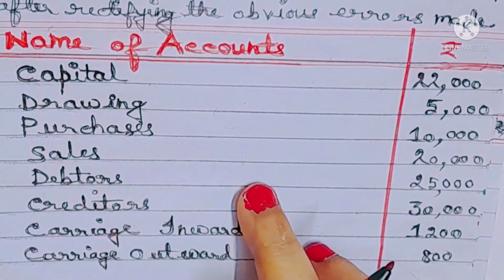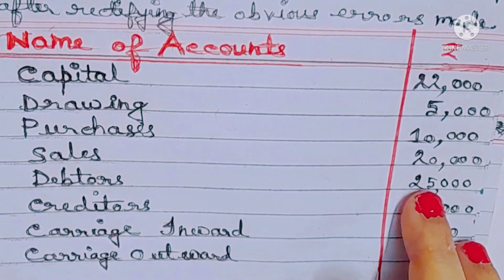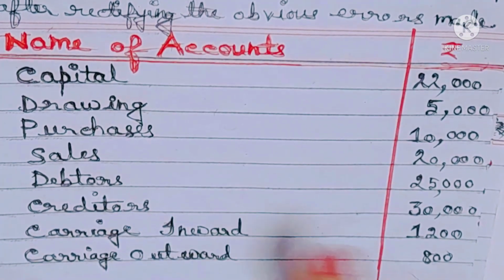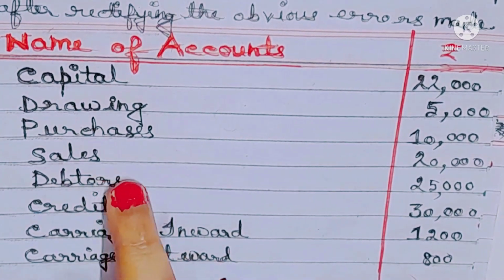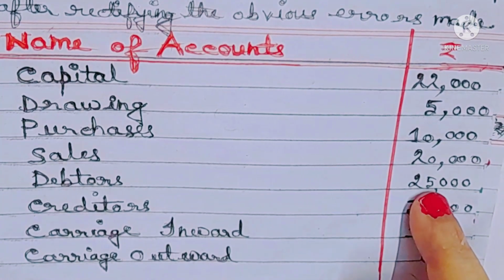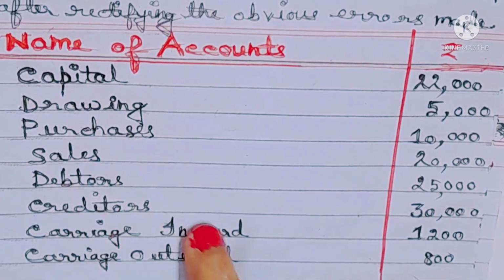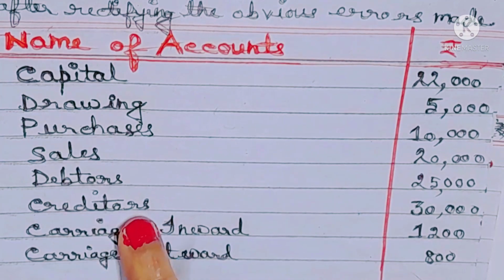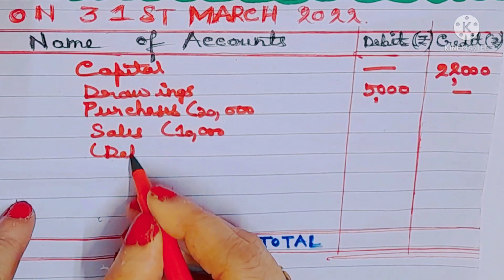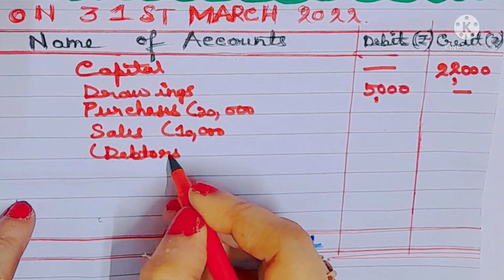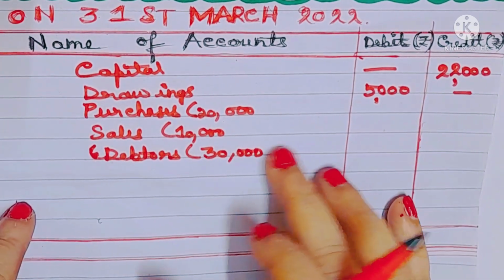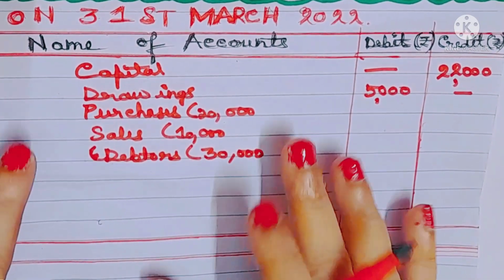The next account is debtors 25,000. But we won't write 25,000. Instead, we'll write 30,000. Debtors and creditors amounts have been interchanged. So debtors amount will be 30,000, and creditors amount will be 25,000, because the amounts have been interchanged between debtors and creditors. So debtors will be 30,000. Let's write debtors 30,000. But we won't close debtors because there will be other adjustments. Let's see the next account.